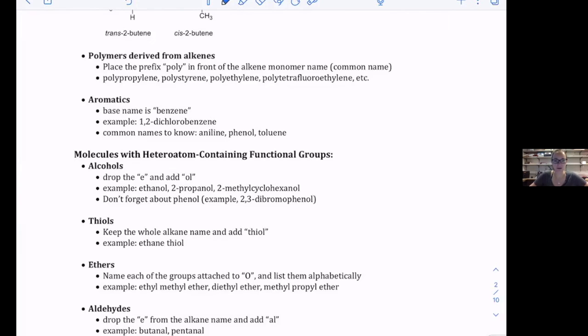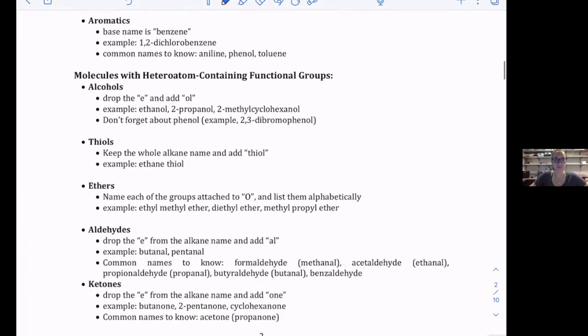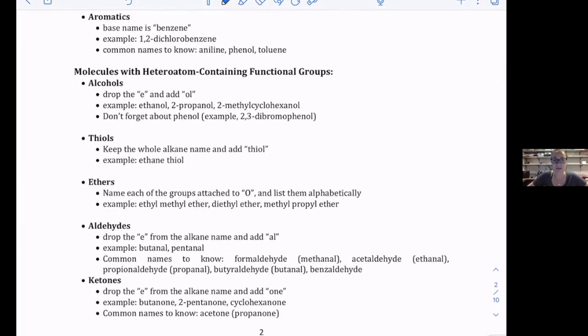Let's go ahead and keep going with the nomenclature. So molecules with heteroatom containing functional groups, such as alcohols, thiols, ethers, aldehydes, and ketones. So we learned how to name these in chapter 12. So for alcohols, at the end of the base name, we're going to drop the E and add -ol. And then you need to make sure you put the number as to where the alcohol is.